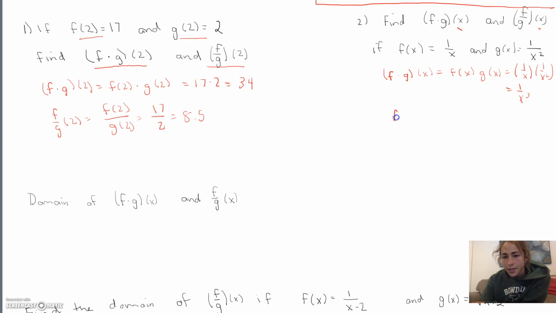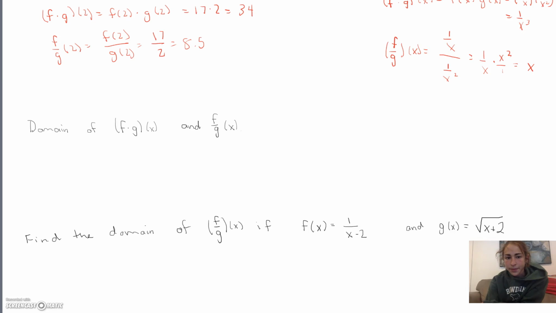To do the quotient, f over g of x, I do the exact same thing. I do 1 over x, which is f of x, and 1 over x squared, which is g of x. How do I divide by a fraction? I have to multiply by the reciprocal. So I flip the bottom. X squared over x is just x. So that's all there is to it. It's really not too tricky.